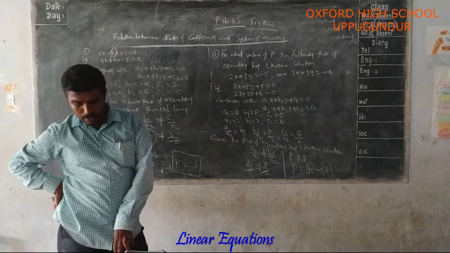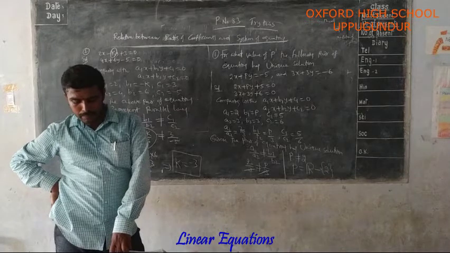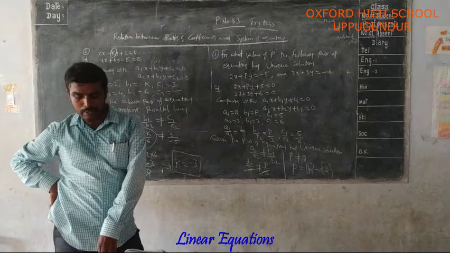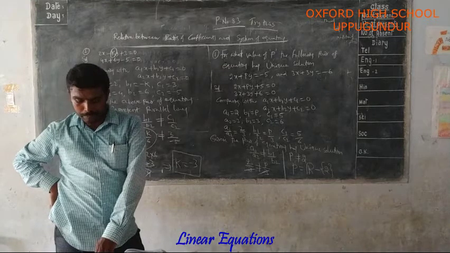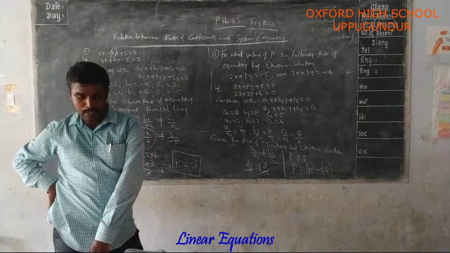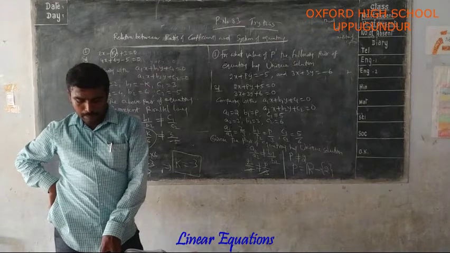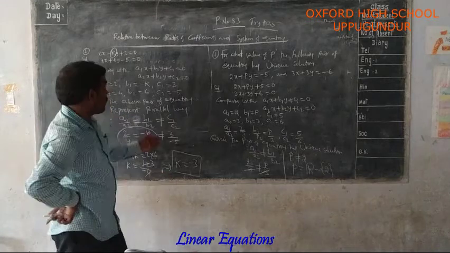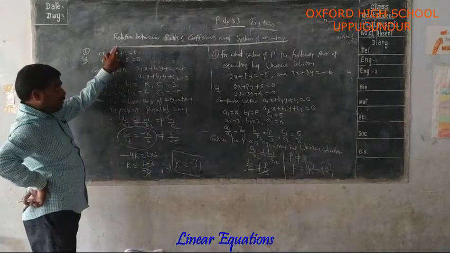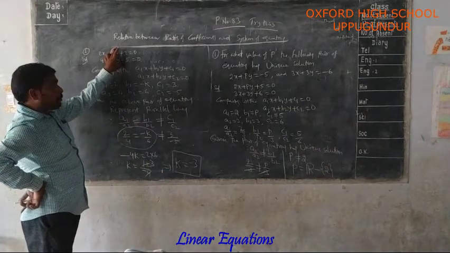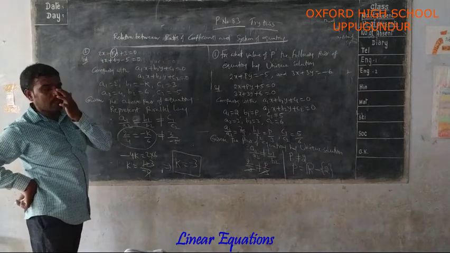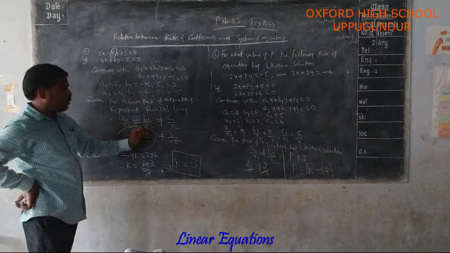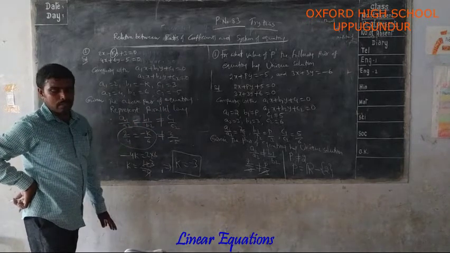For the third problem they give: for what value of k do the pair of equations 3x plus 4y plus 2 equal to 0 and 9x plus 12y plus k equal to 0 represent coincident lines. So next, they gave two equations, and the condition is that the pair of equations represent coincident lines. For coincident lines, the condition is a1 by a2 equal to b1 by b2 equal to c1 by c2. We have to find the k value.